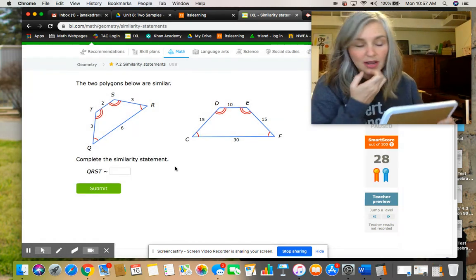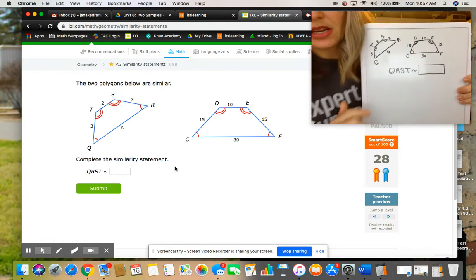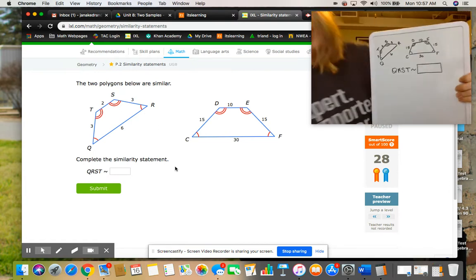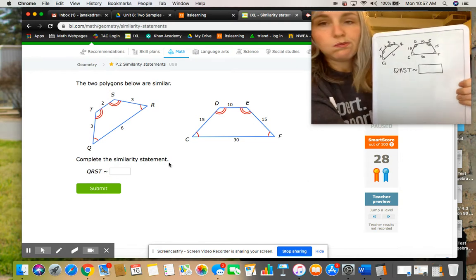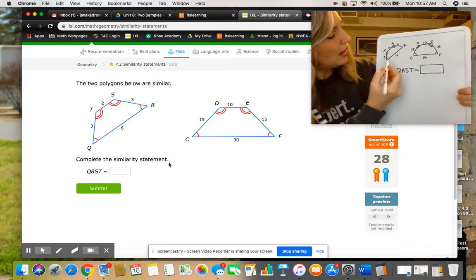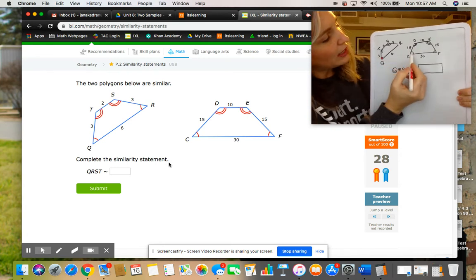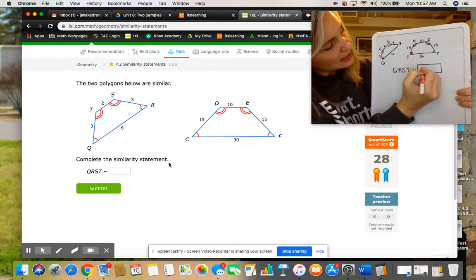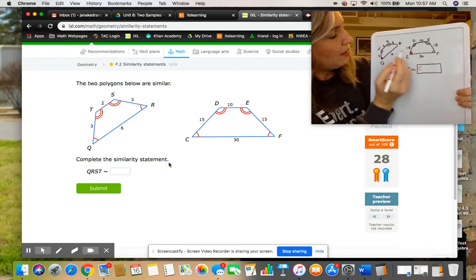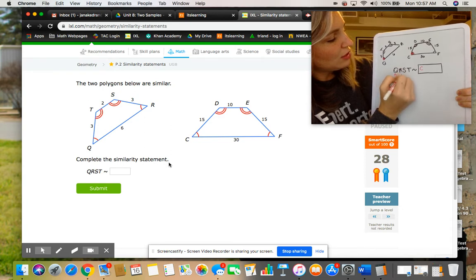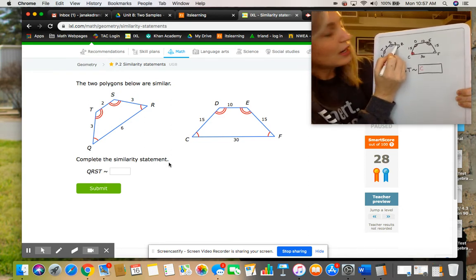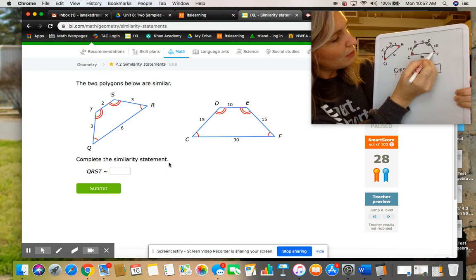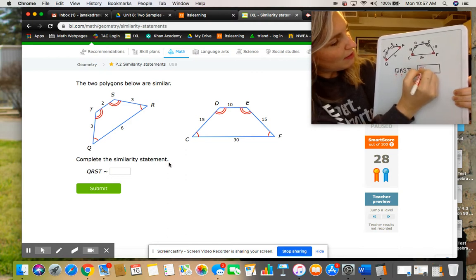There we go. So here's the statement as it is on the screen, and just looking at this, I would see this one mark right here could go with this one mark, right? So Q could go with C. So let's say I put C here, right? Then the next thing after Q is R. So R is the next one mark. So remember, I'm going in the same order here. So if I'm going to the next one mark, it would be this one. So that would be F.